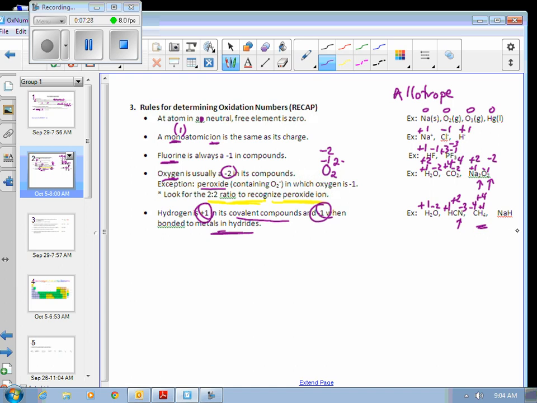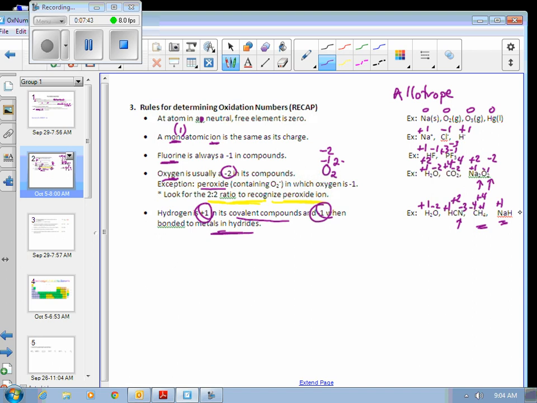All right, now here's the weird one. This is sodium bonded to hydrogen. Well, actually, sodium we talked about earlier. This is an ionic compound. This is a monoatomic ion. It's just that sodium in ion form. Sodium's a +1, so its oxidation state's a +1.